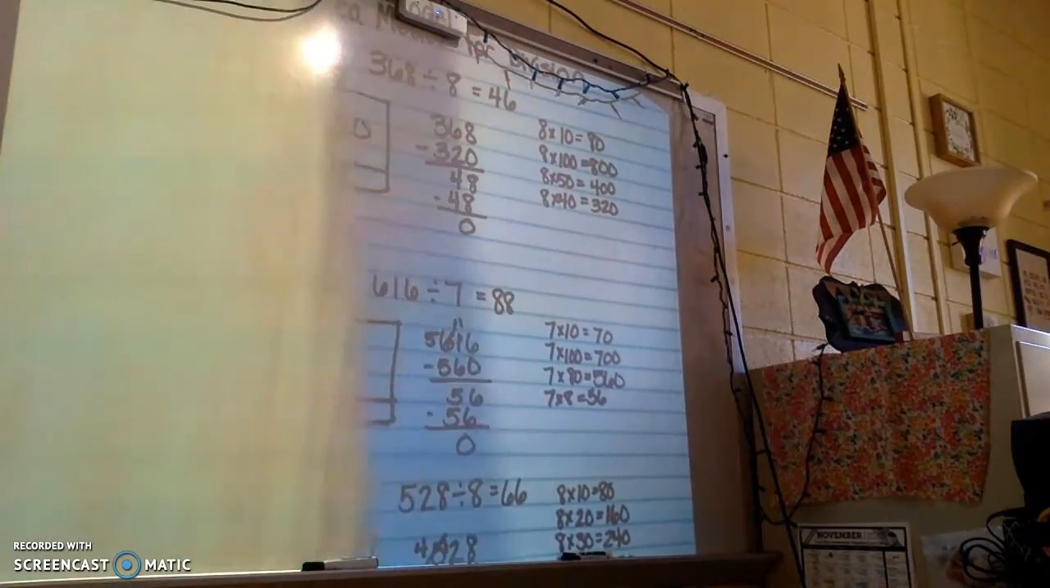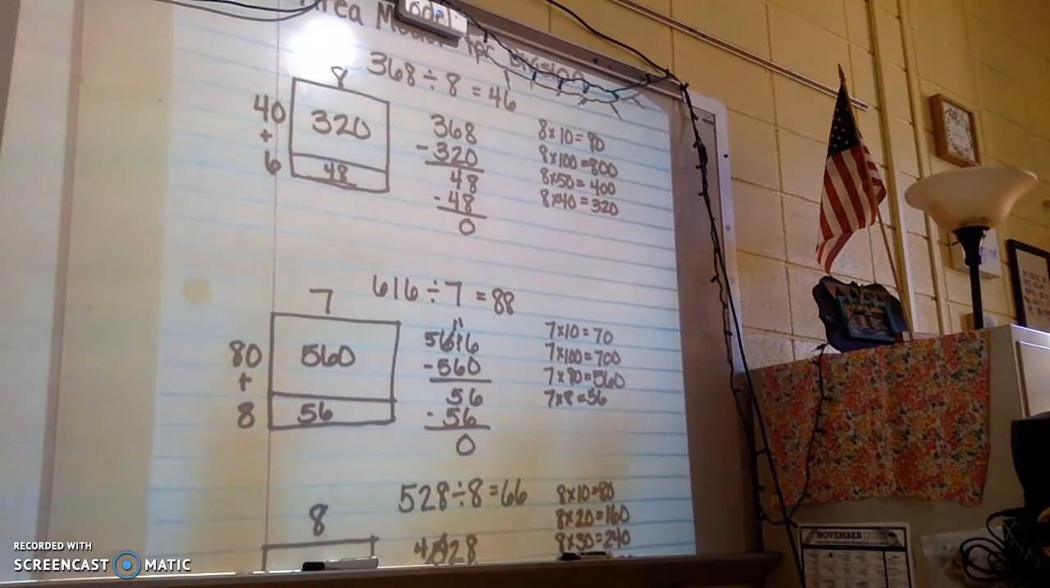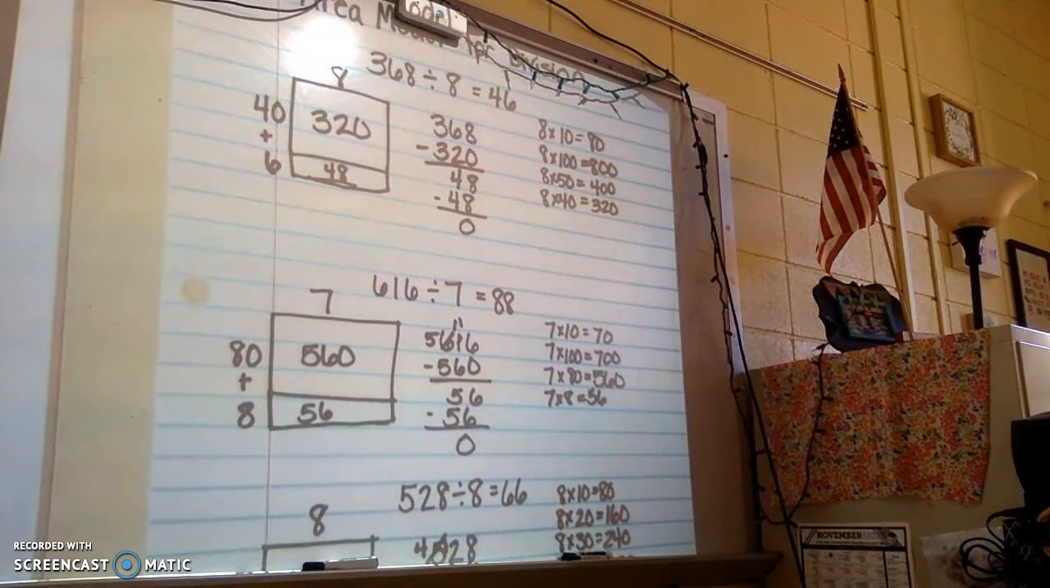So remember, this is just a different strategy that you can use to help you divide. We've talked about base 10 blocks. We've talked about partial products. We've talked about drawing a picture if we want to. This is area model. You could also use standard algorithm if you remember how to do that from 4th grade.